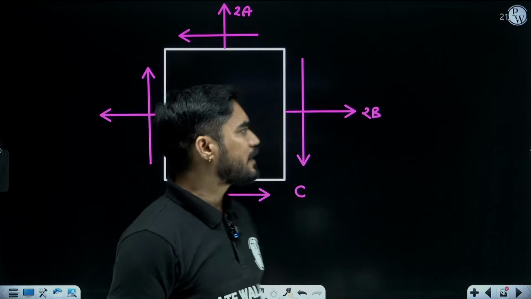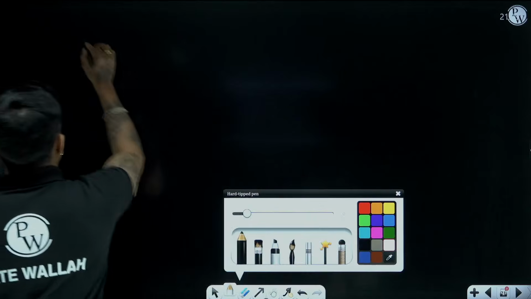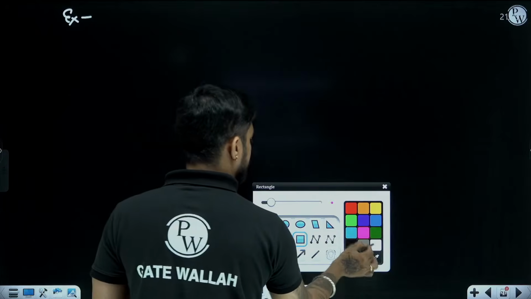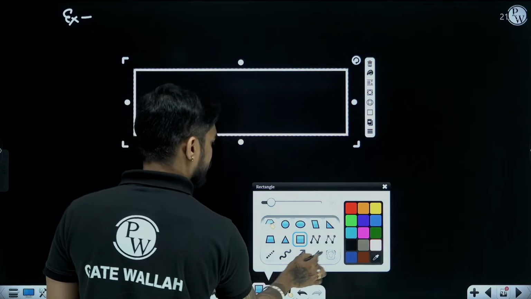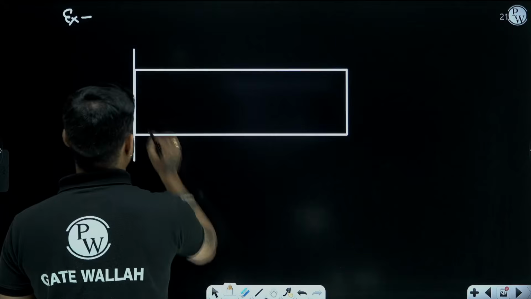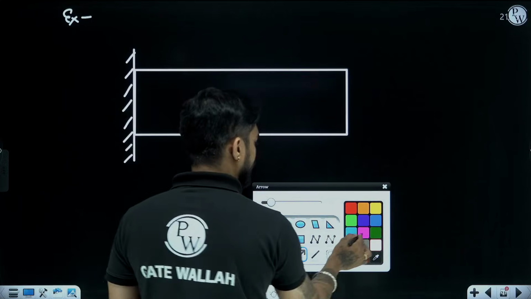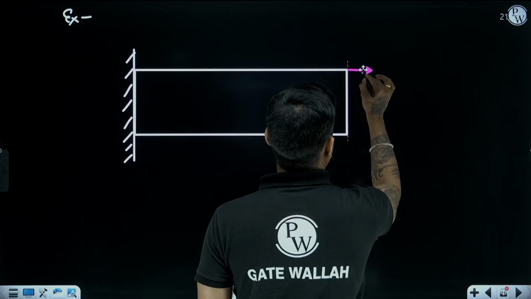Let me give you an example. Let's say you have this type of problem. Let's say you have a bar which is fixed at this point and it is subjected to sigma x at this end.